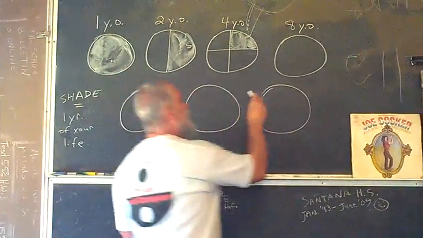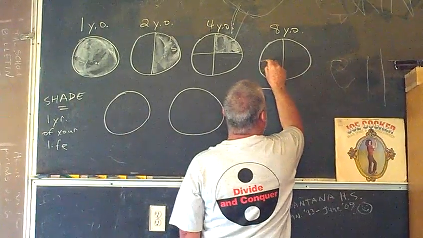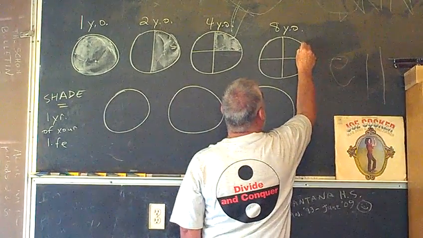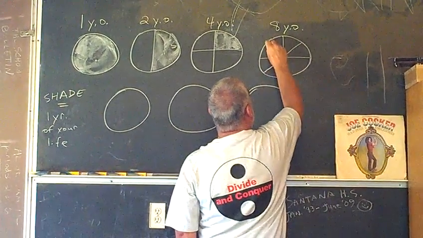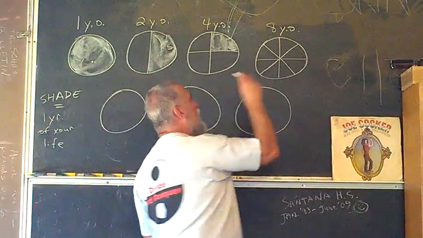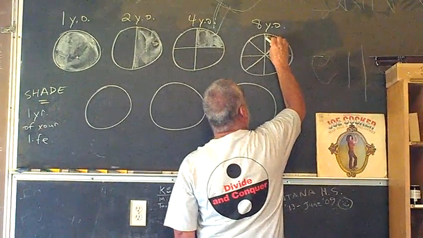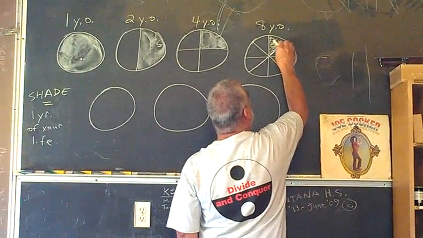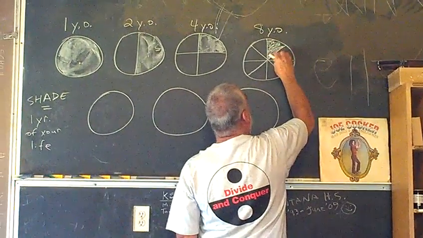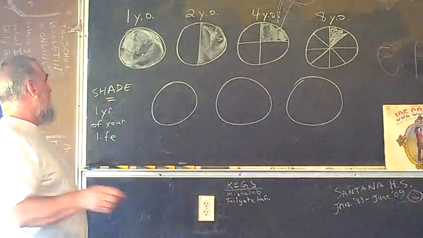Now, when you're 8 years old, I'm going to break this into 2, and then you got 4, and then this goes to 8. So that's when you're 8 years old. 1 year of your life is represented. See, now I can't even use the whole piece of chalk to shade this thing in here. So 1 year of your life is 1/8 of your life. Now you got the idea here.